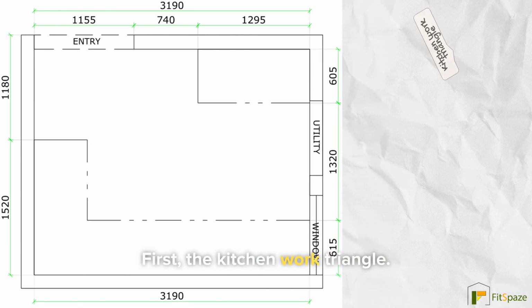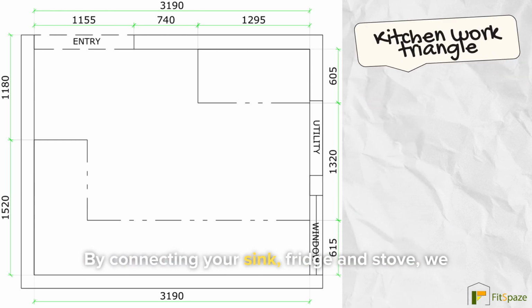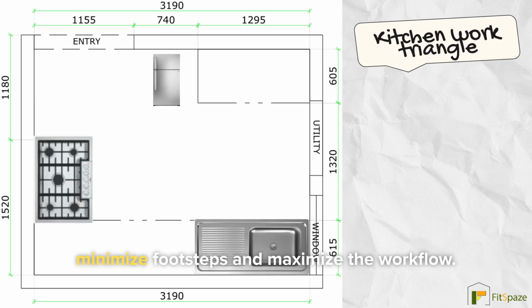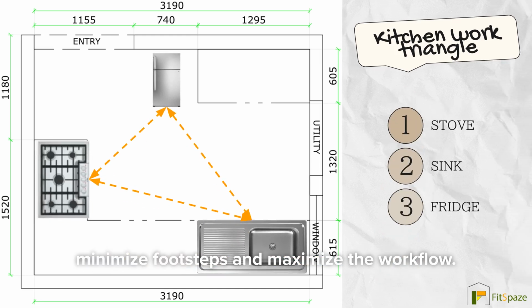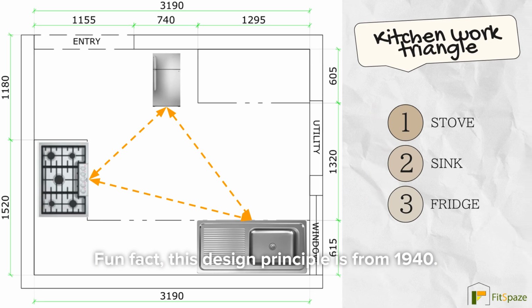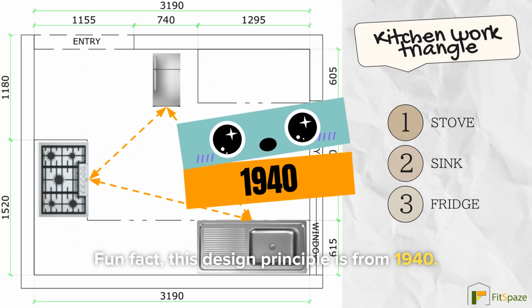First, the kitchen work triangle. By connecting your sink, fridge and stove, we minimize footsteps and maximize the workflow. Fun fact, this design principle is from 1940.